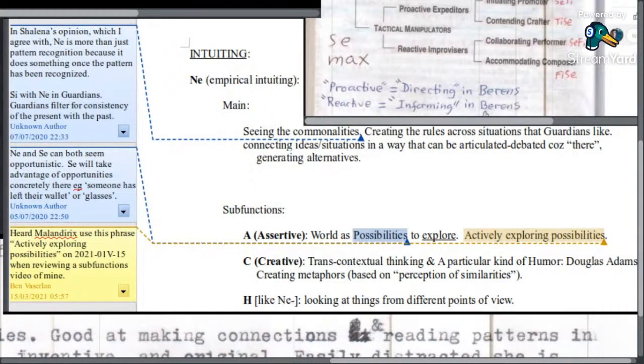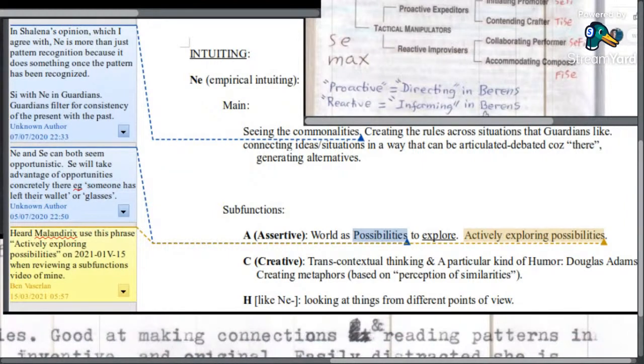So they just want something quick in Personality Hacker. One of the few things they've got going for them is the fact they've got a car model which is so metaphorical that no one's going to take it seriously, which is a good thing. Not actually mistake the model for the reality. So it's more than just pattern recognition, because it does something once the pattern has been recognized, and this gets towards assertive NE. Possibilities to explore, actively exploring possibilities.